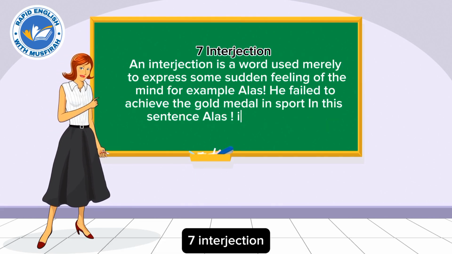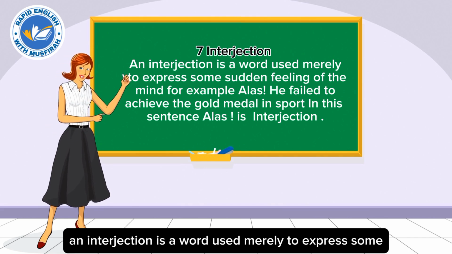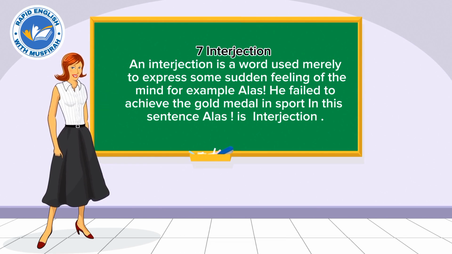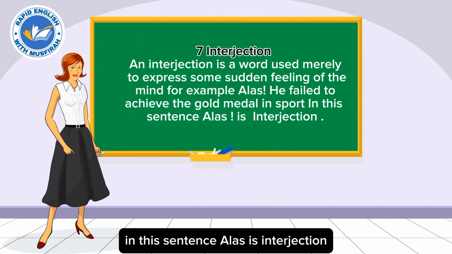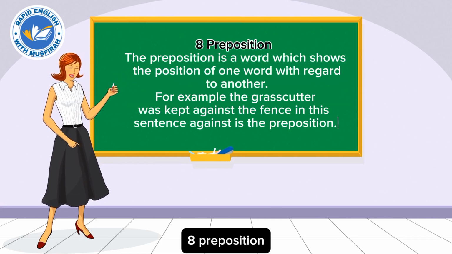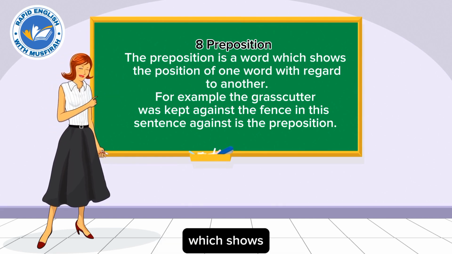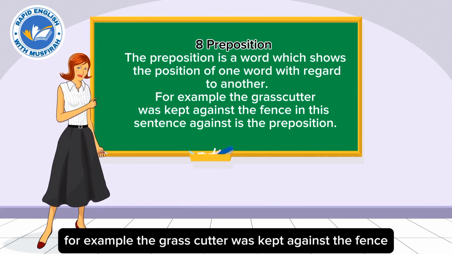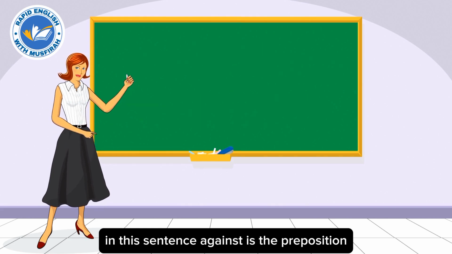7. Interjection. An interjection is a word used merely to express some sudden feeling of the mind. For example, alas, he failed to achieve the gold medal in sport. In this sentence, alas is an interjection. 8. Preposition. A preposition is a word which shows the position of one word with regard to another. For example, the grass cutter was kept against the fence. In this sentence, against is the preposition.